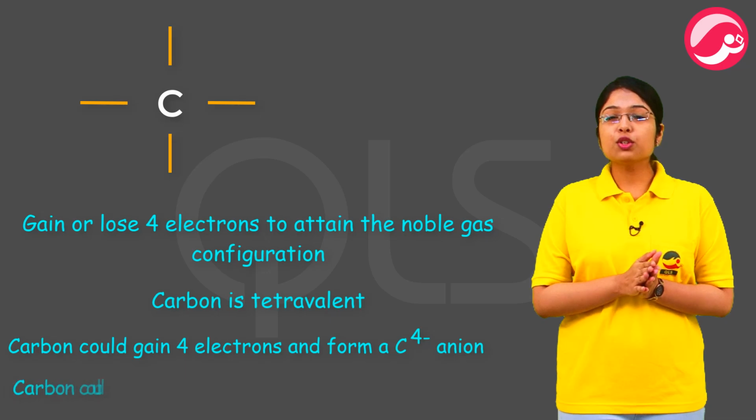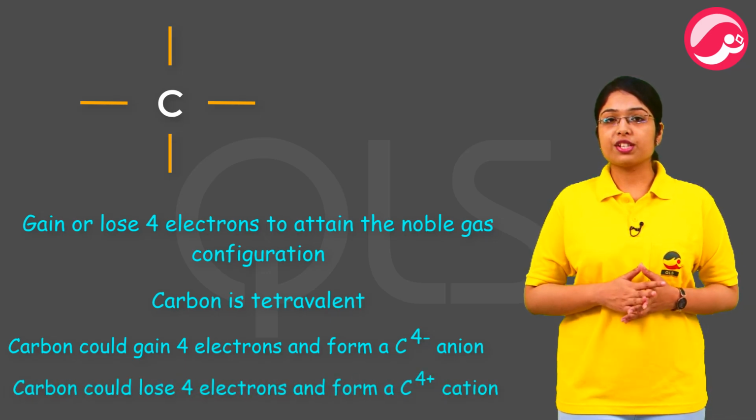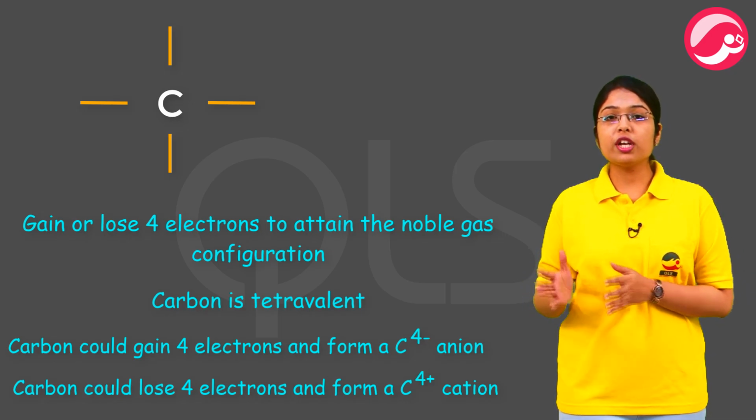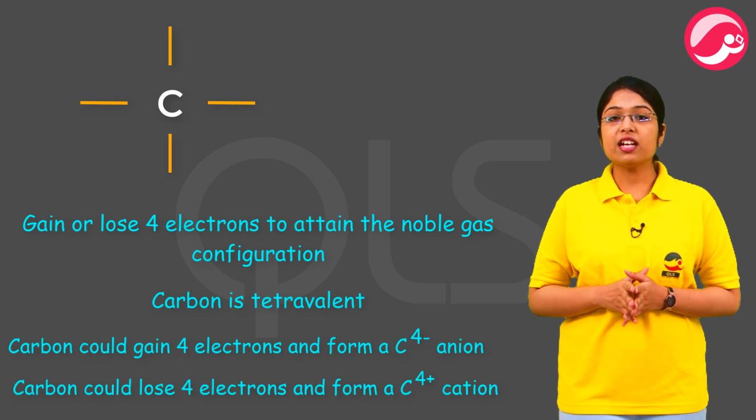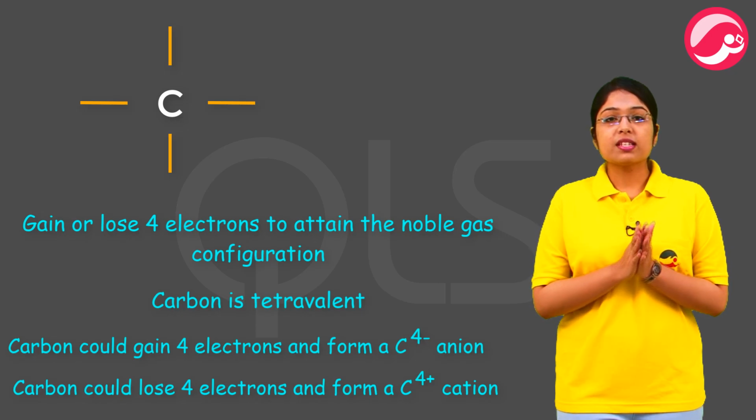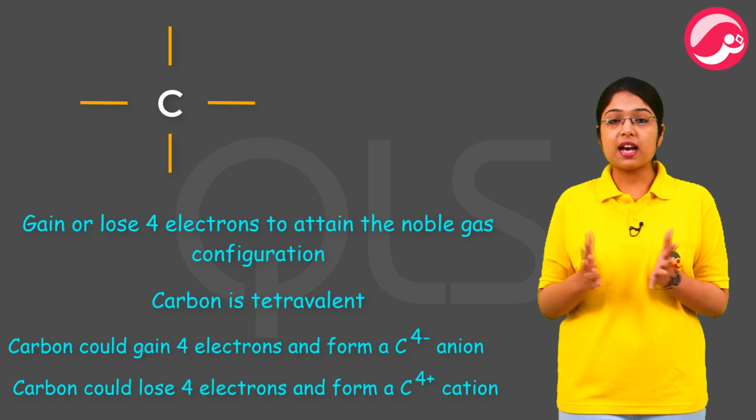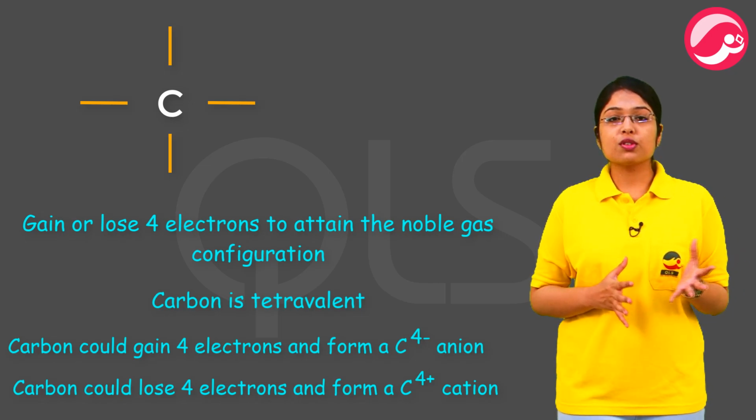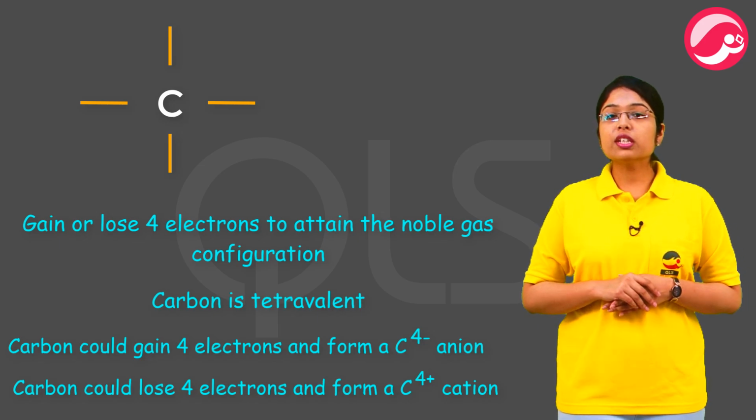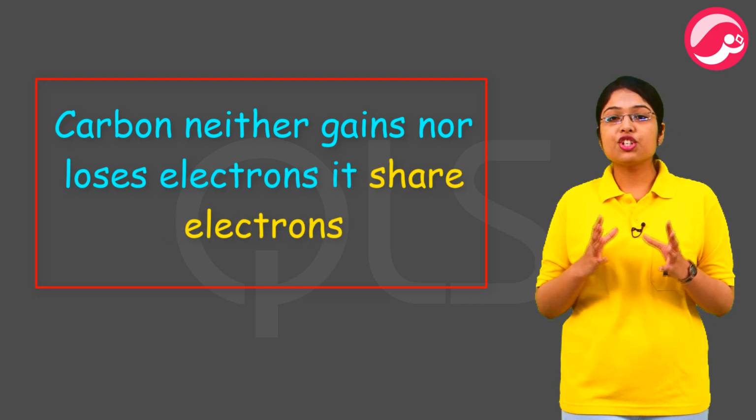Or carbon could lose 4 electrons forming a carbon cation, C4 positive cation. But it would require a large amount of energy to remove 4 electrons, leaving behind a carbon cation with 6 protons holding on to just 2 electrons. जैसे 6 protons 10 electrons को hold नहीं कर सकते थे, ये difficult task था. उसी तरह से 6 प्रोटॉन्स का 2 इलेक्ट्रॉन्स को होल्ड करना भी एक डिफिकल्ट टास्क है. सो टू ओवरकम दिस डिलेमा, कार्बन नीदर गेन्स नॉर लूजेस इलेक्ट्रॉन्स, इट शेयर्स इलेक्ट्रॉन्स.